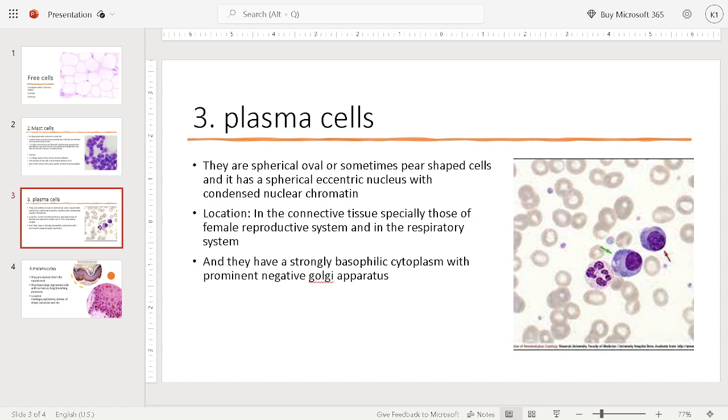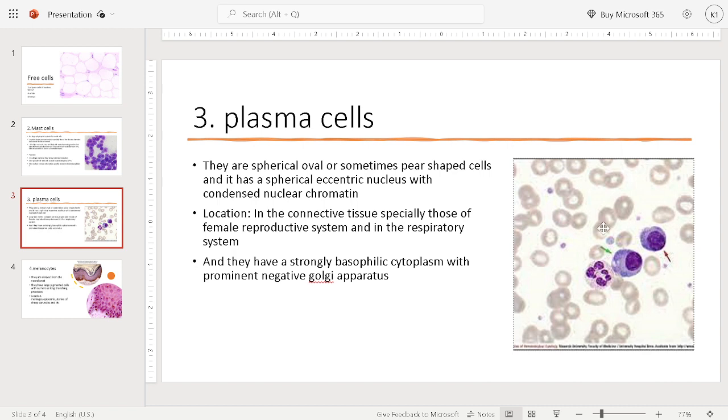Plasma cells are spherical, oval in shape, or sometimes pear-shaped, and have a spherical eccentric nucleus. What does eccentric mean? It means the nucleus is nearly attached to the membrane. It isn't in the middle; it is attached to the membrane.